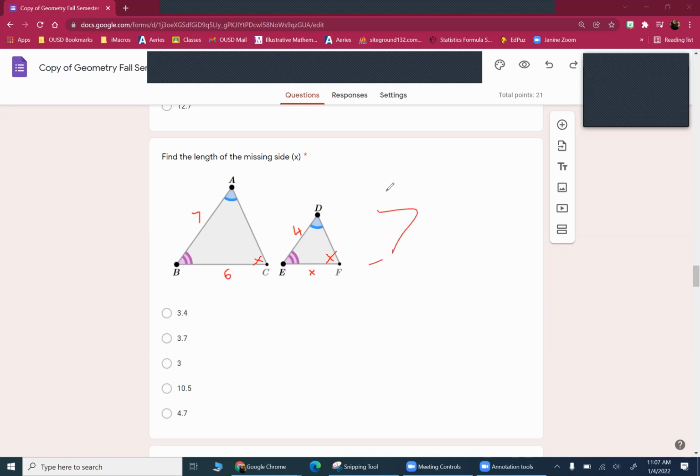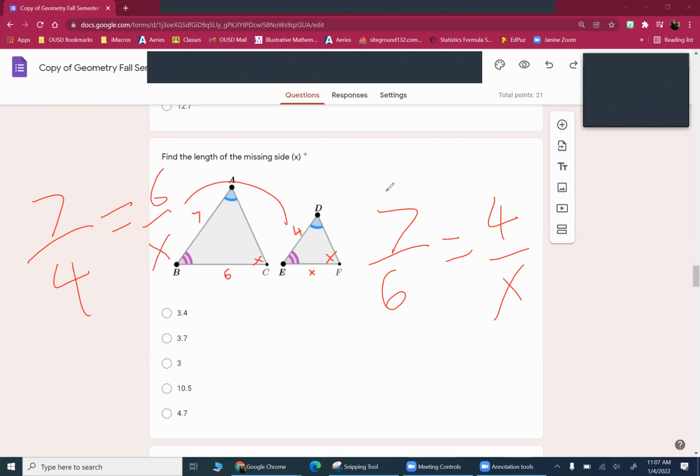I can do 7/6 equals 4/x. That would work. Another proportion that would work is I could do the 7/4, so I'm matching those 2 parts, and then I could do the 6/x. As long as I get corresponding parts either above each other or across from each other, it will work.